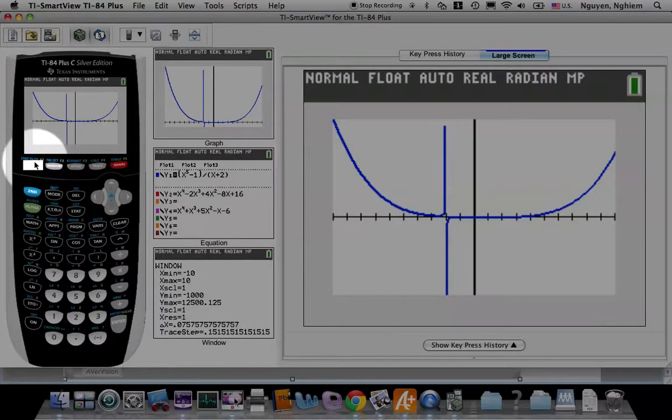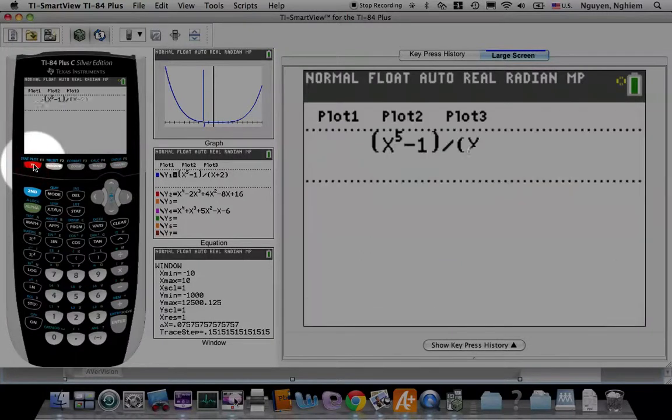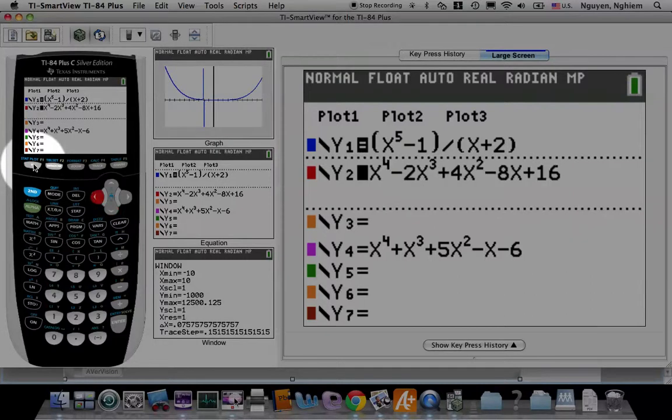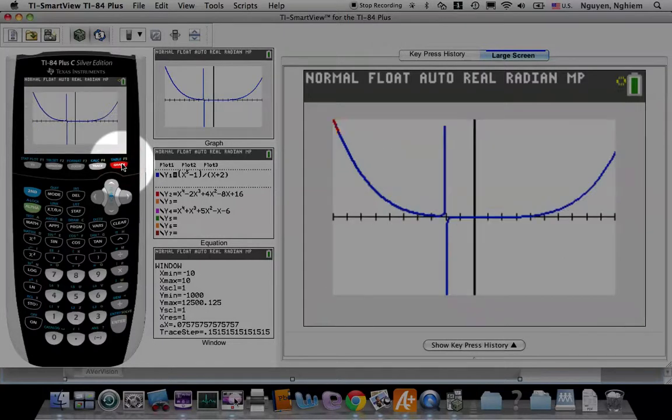So I'm going to go into y equals, and I've already typed it in here to save us a little bit of time, so I'm just going to enable this, and then when I graph this, hopefully it'll be a little bit more clear. You can see the end behavior asymptote being drawn in there.